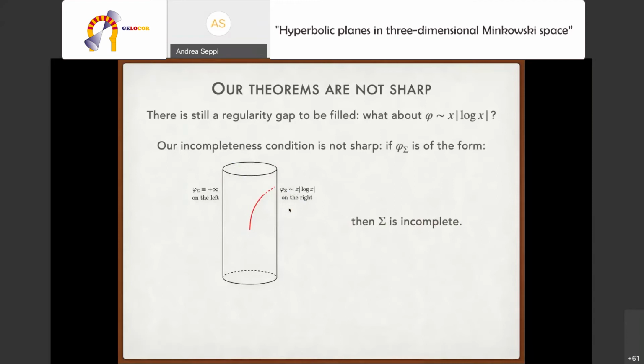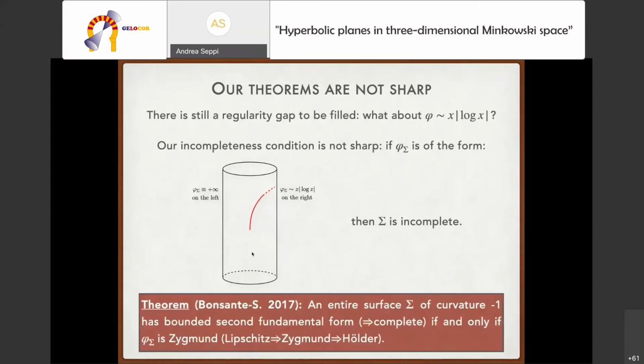So it means that the incompleteness condition is not sharp. But at the moment, we are not able to improve it much. And again, a side comment: by a previous result of myself with Francesco Bonsante, we've been able to classify surfaces of curvature -1 which have bounded fundamental form.